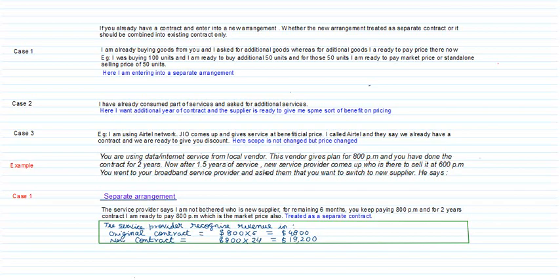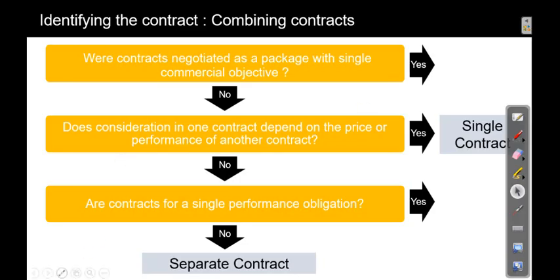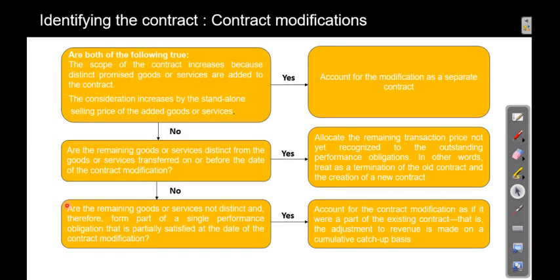Next is contract modifications. Now, what is a contract modification? To put it in simple words, if you already have a contract and you enter into a new arrangement, that is a modification. Whether that new arrangement will be accounted for as a separate contract or should be combined with the existing contract only. As per IFRS 15, there can be three possibilities here.